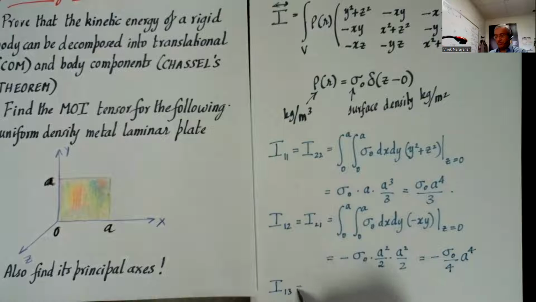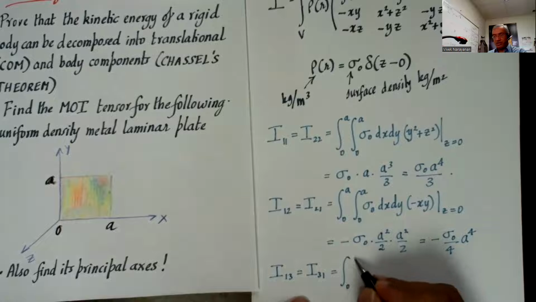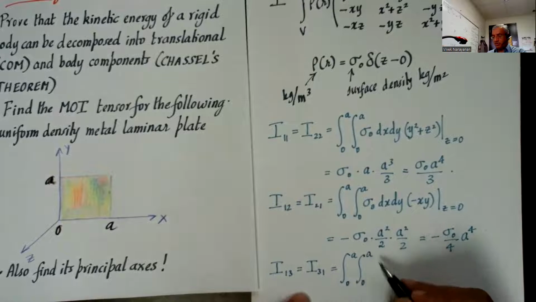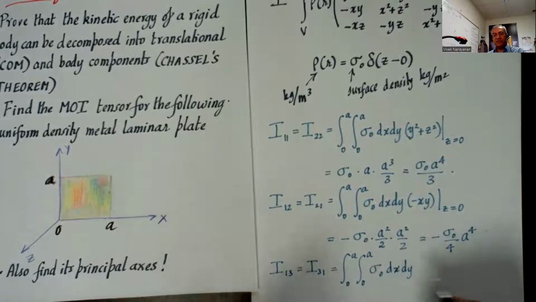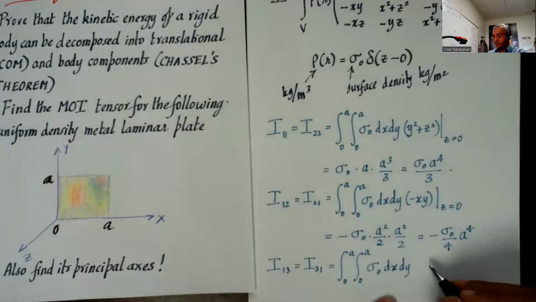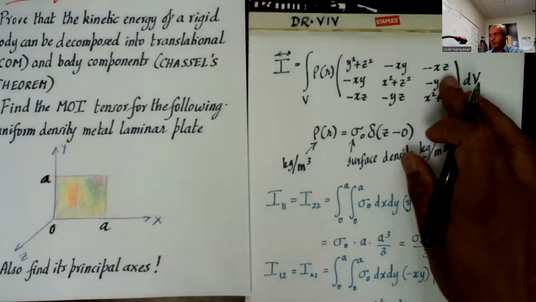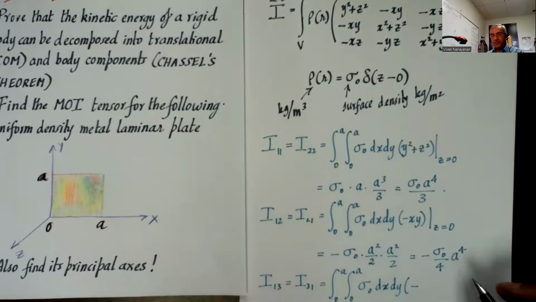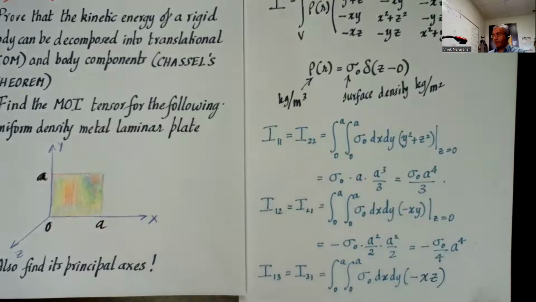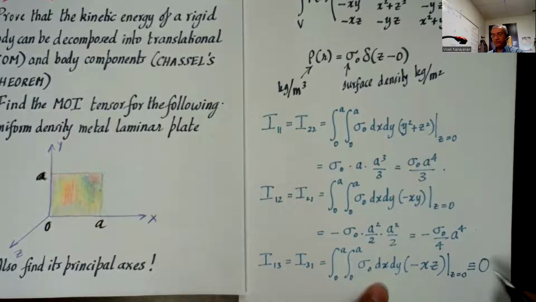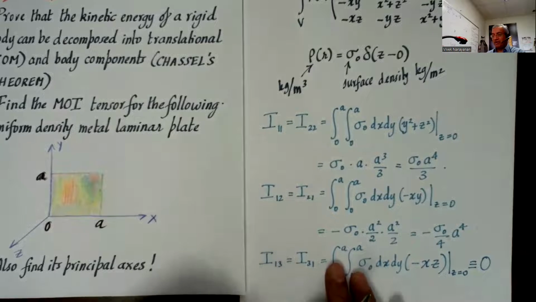Similarly, I13 will be the same as I31. So that's going to be the integral from 0 to a, sigma naught dx dy. All the integrations are going to be dx dy because dz is not there. The 1,3 element is xz with a negative sign. Well, if z is equal to 0, this must be identically 0. So anything with z vanishes.